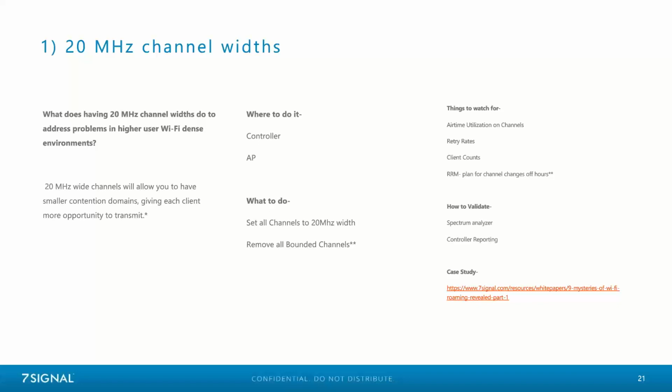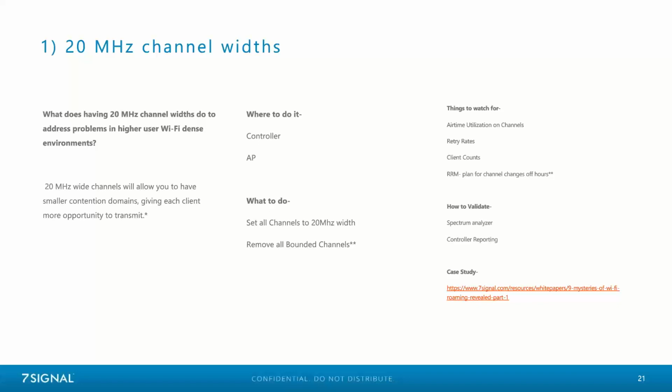Now, I mentioned up here in the middle where to do it and what to do. Everybody's network is different: if you've got a controller base, on-prem, cloud, autonomous, or split MAC, it's all a little bit different on where you can do this. So just think about this in your environment. But what you do is you just set the channels to 20 megahertz. That's as wide as they go.